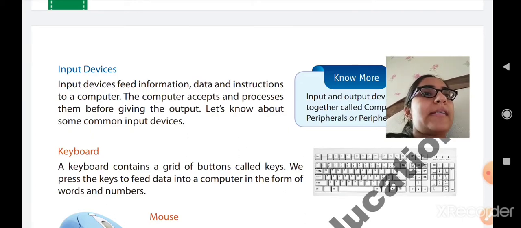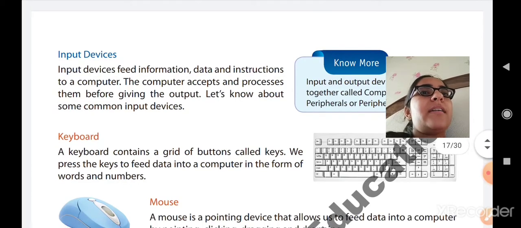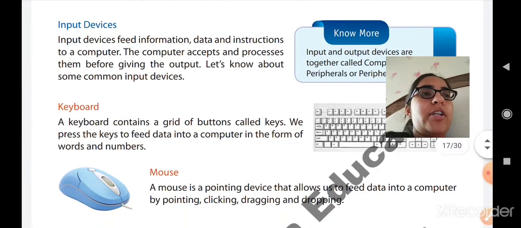The computer accepts the data and processes it before giving the output. Let us know about some input devices. So which are the input devices?